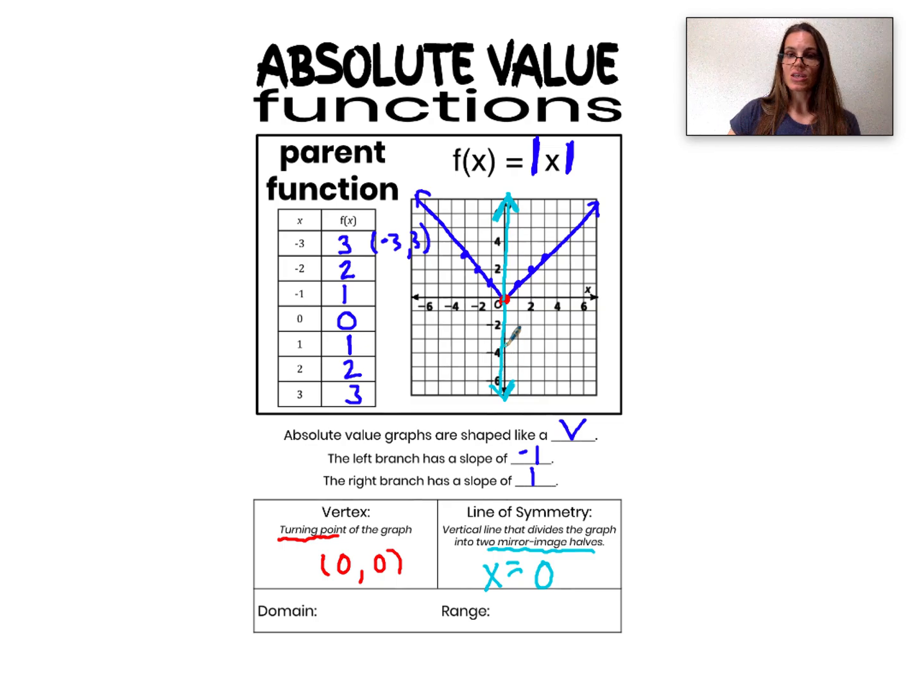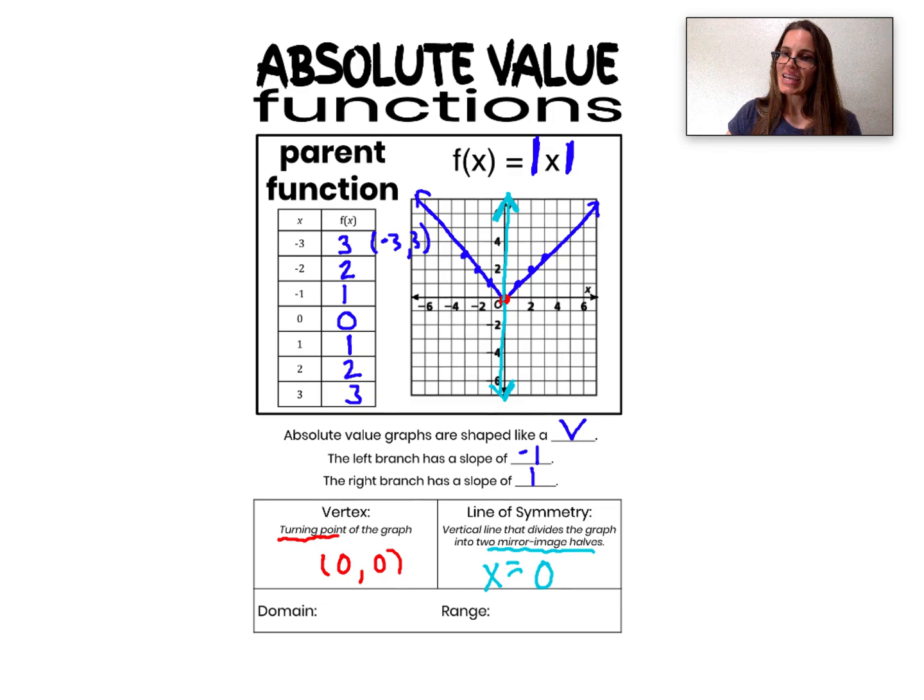And it won't necessarily be the exact line of symmetry of other absolute value functions. However, every absolute value function will have a line of symmetry. It just might be x equals 4 or x equals -7. Every absolute value function will have its own line of symmetry.